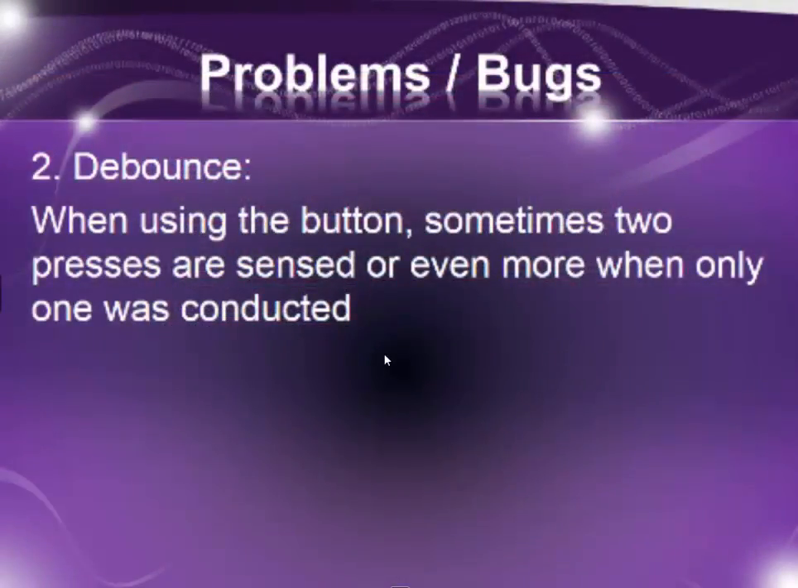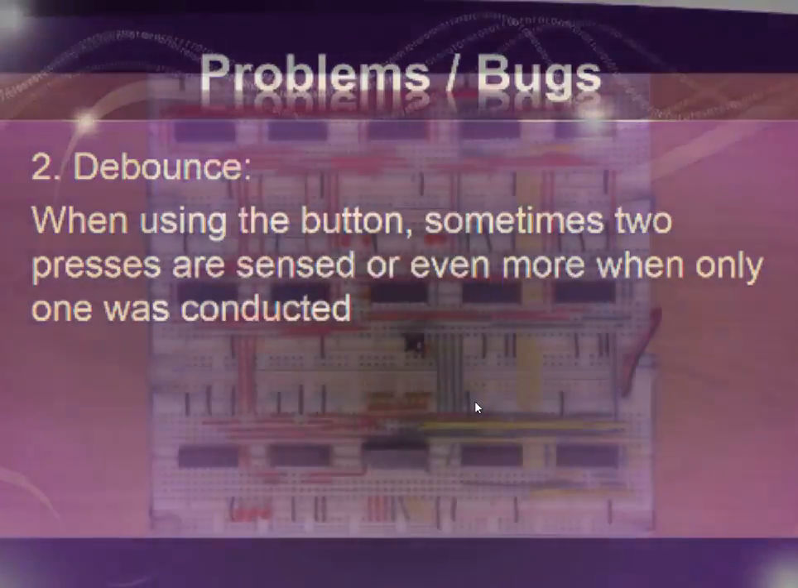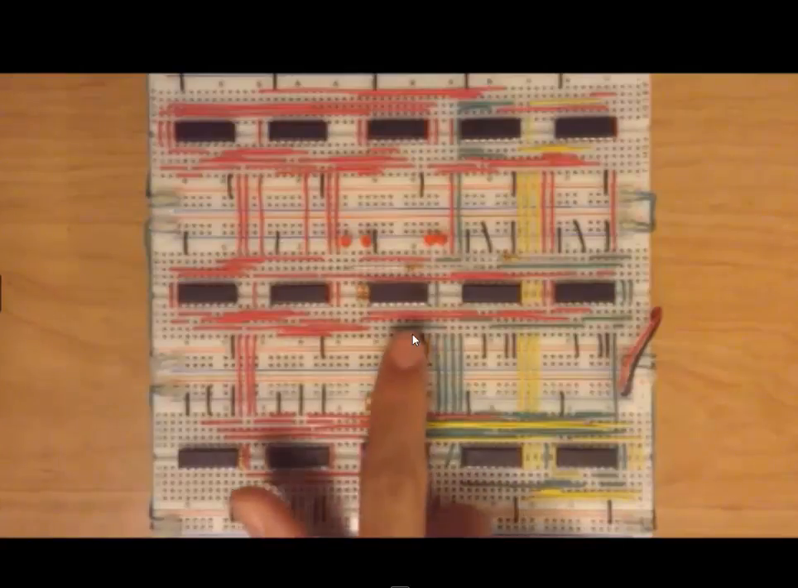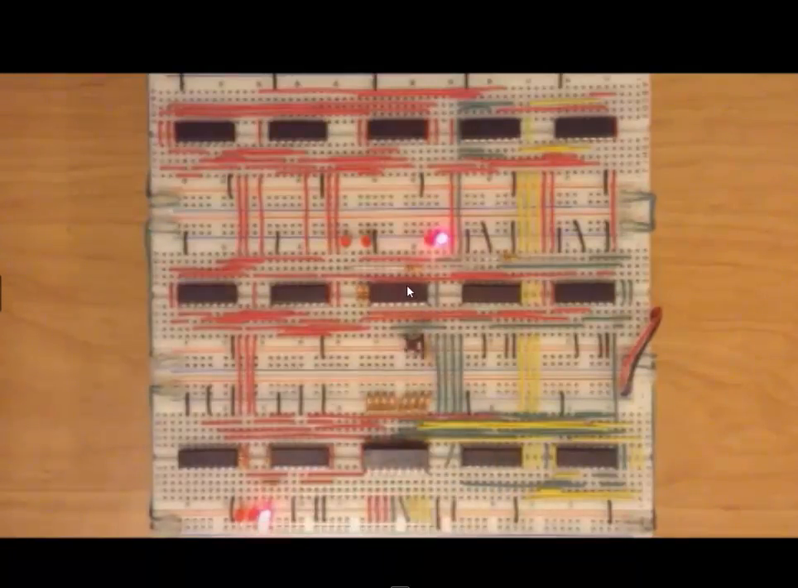Now, the second problem that I faced was the debounce. The problem was that when you press the button, it creates an after effect which makes it look like you've pressed it more than once. And the way I fixed that is that I used a Schmitt trigger, which was given to me by my teacher, Mr. North, and that stabilized it too. But the problem was that it wasn't perfect.